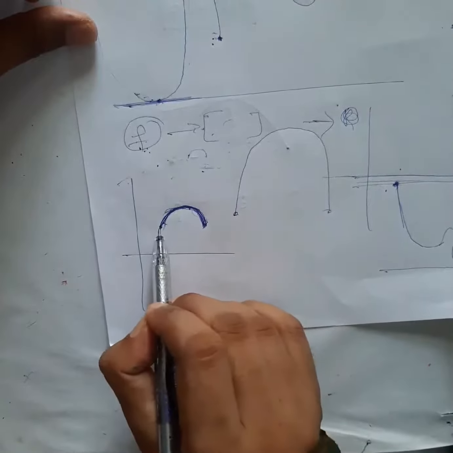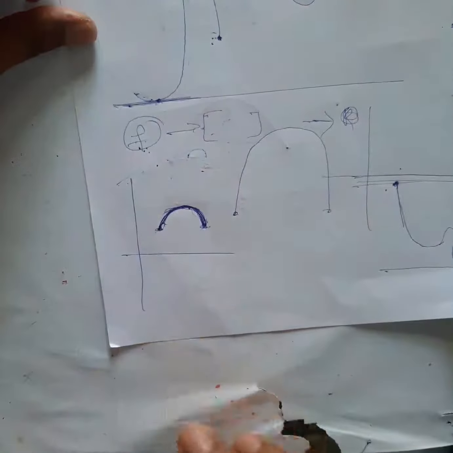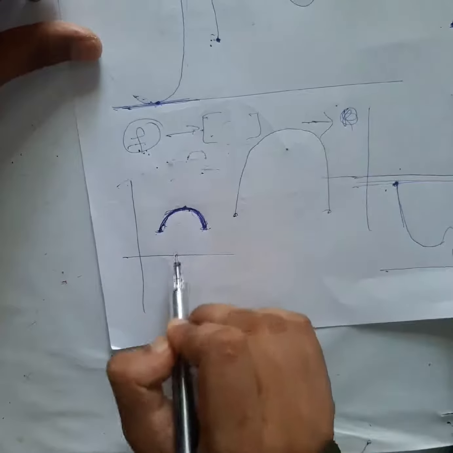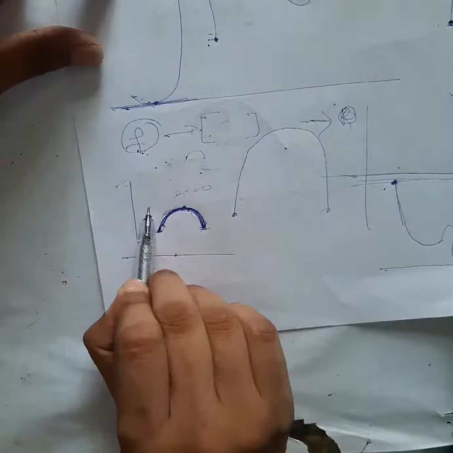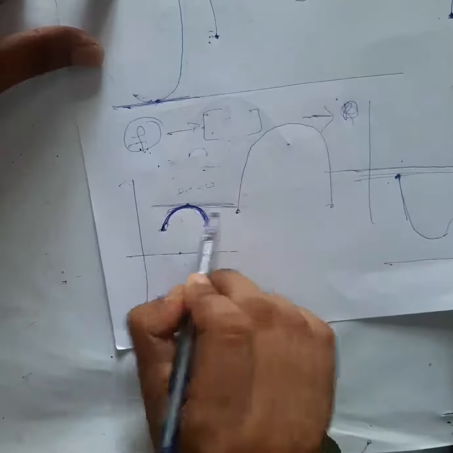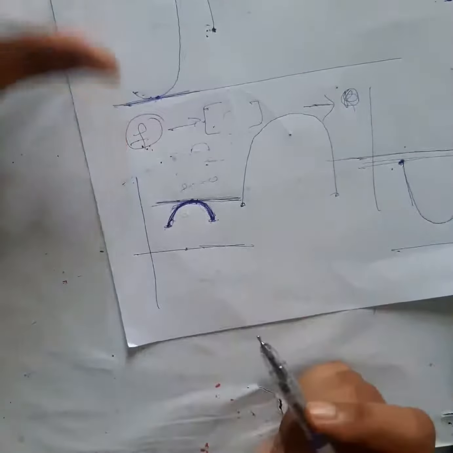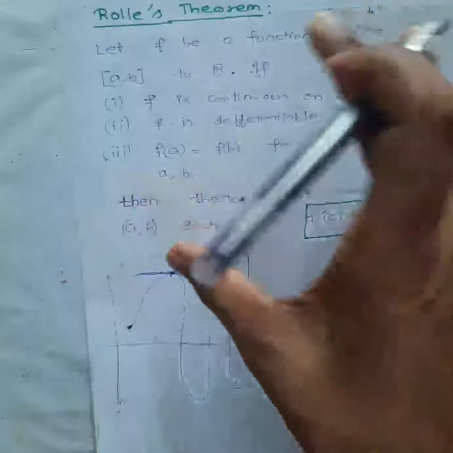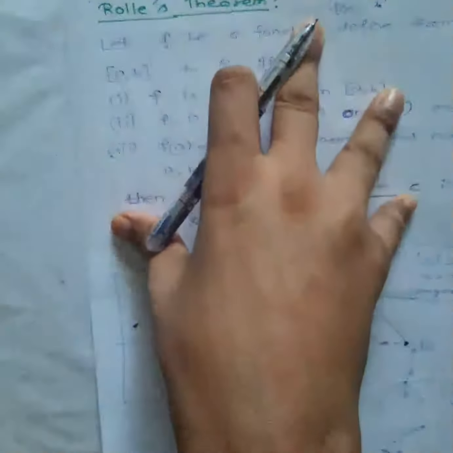Third, if f of a is equal to f of b, if these two are equal, then you will have 1 point c such that if you differentiate the function there, you will get 0. Differentiate means what? You are finding the slope of the tangent. So if you find the slope of this tangent, you will get 0, obviously, because it's parallel to x-axis. So you will get 1 point like that. So this is what Rolle's theorem is. So you better write down this one. I will give you the picture of this also in your classroom. So you just write down this theorem.